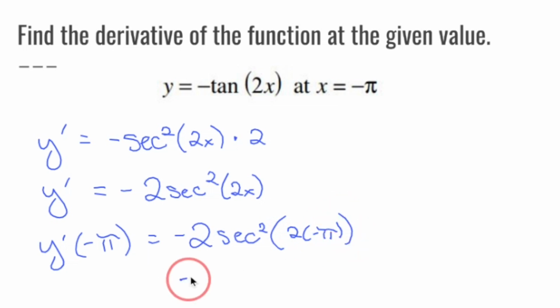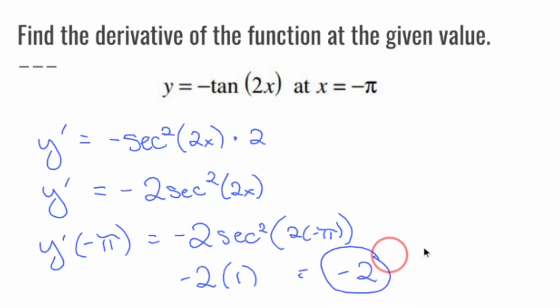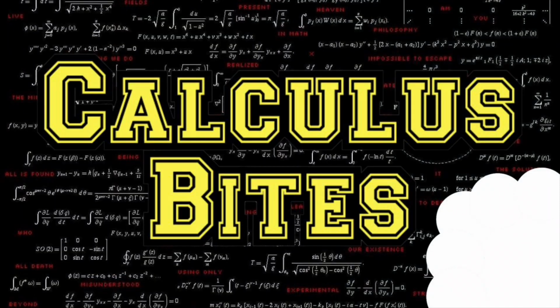Fun fact, secant squared of negative 2 pi is 1. How did I do that so fast? I paused the video and typed it in. So when you multiply negative 2 to it, you get negative 2. Derivative means slope. If you learn anything from calculus, it's that derivative means slope. So if I were to go to negative pi, look at this graph, and wonder what my slope is, it's negative 2. So that's how it's done.